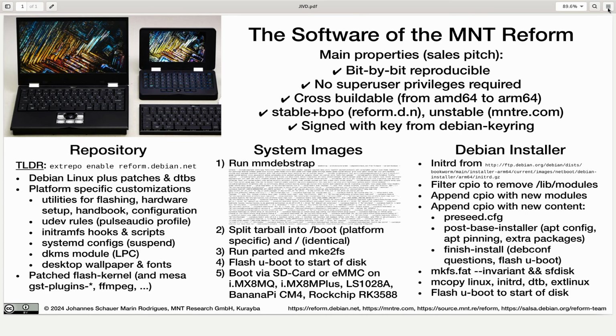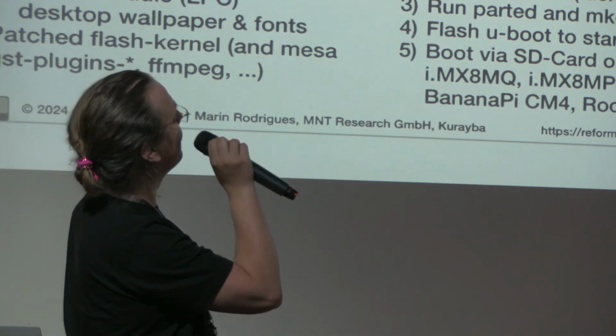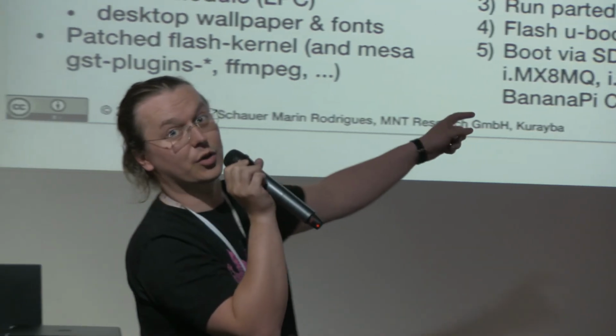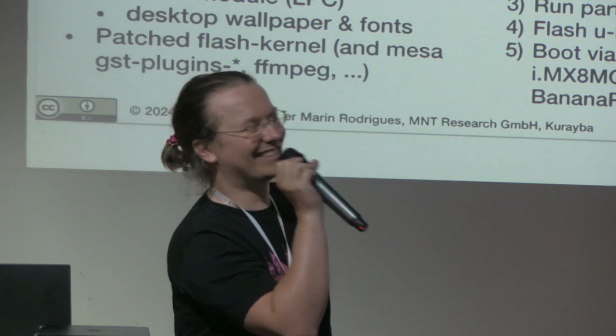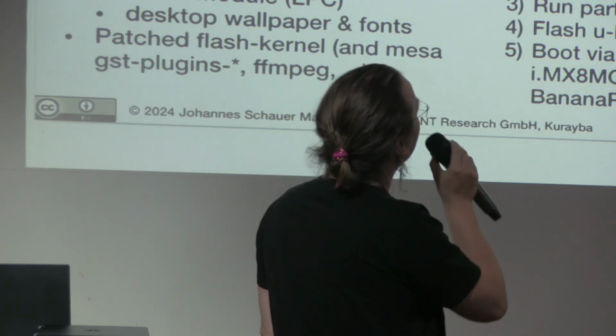We provide all of this for stable and backports on reform.debian.net, as well as for unstable on the servers of the manufacturers of the MNT Reform, the company MNT. And all the stuff on reform.debian.net is signed with a key that you can find in the Debian keyring, i.e. my key. My 5 minutes are soon over, right? Or shall we go into any of these? They're over in a minute. Hans, which of the 3, 1, 2, or 3, do you want to hear anything about? Yes. Let's do the middle one.